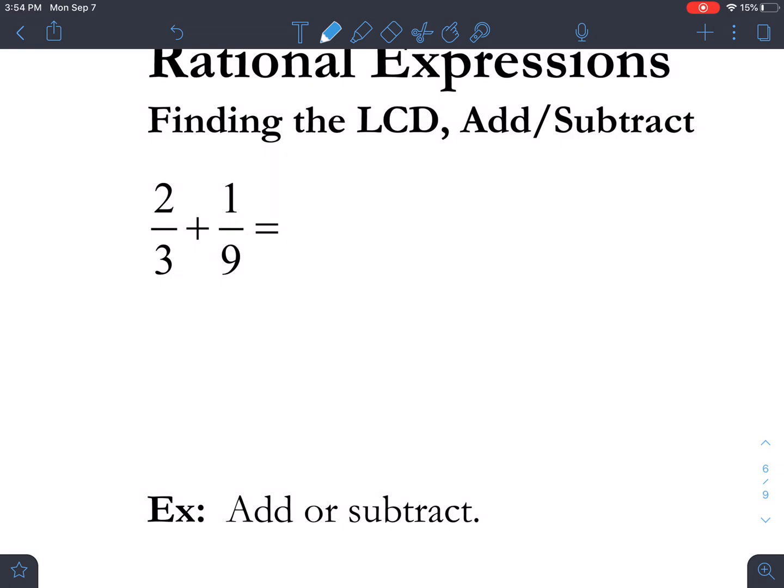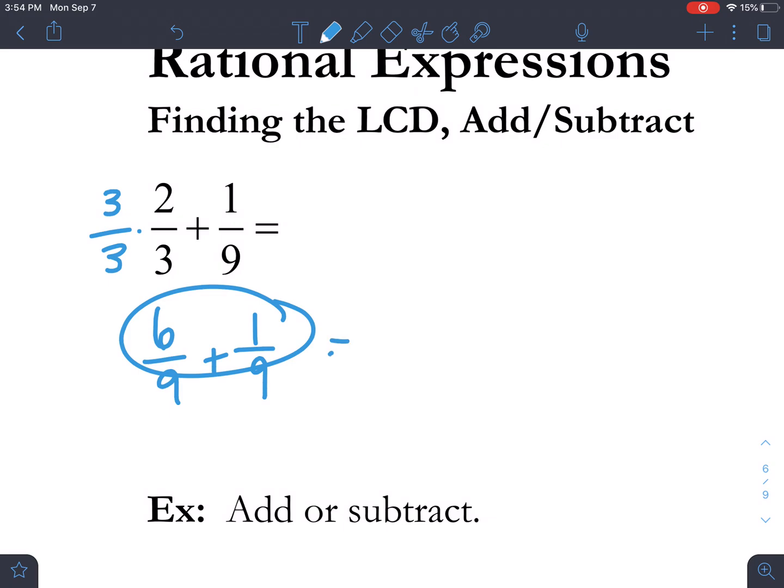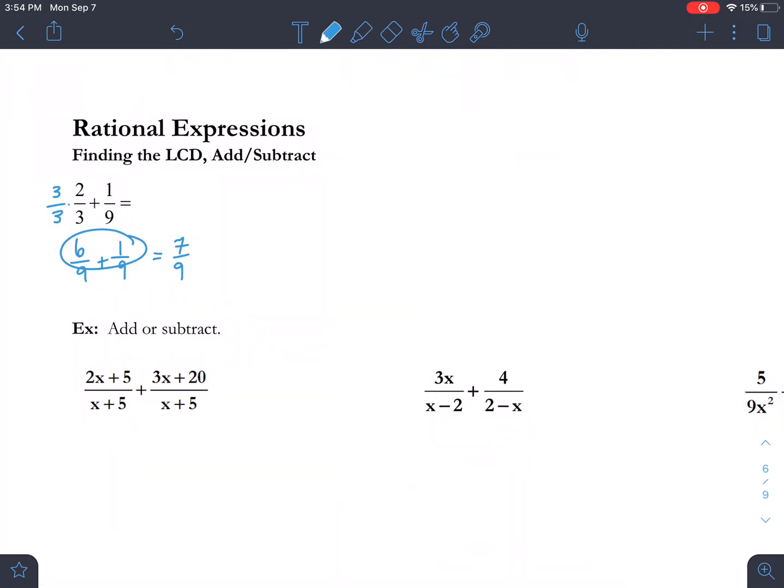So if we have 3 and 9, we would multiply this guy by 3 over 3, 6 ninths plus 1 ninth. We add those numerators and we get 7 ninths. So that's going to be the main concept here, guys. We need the same denominator. We're going to combine the numerators, keep that denominator, and then simplify if we can. Like if this was 6 ninths of an answer, we would simplify it to 2/3. So let's take a look here.